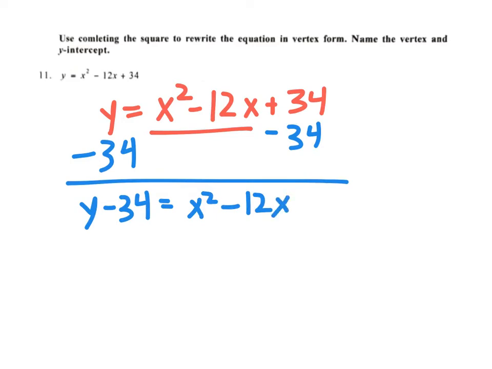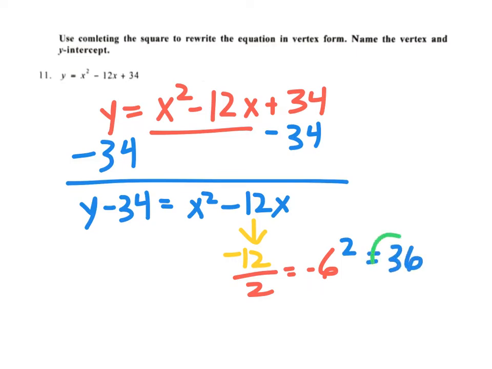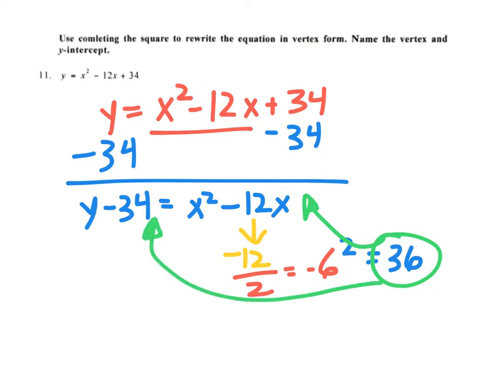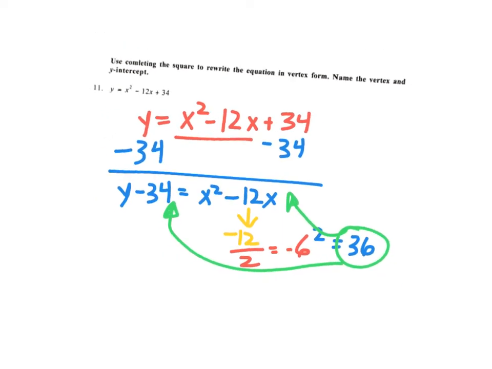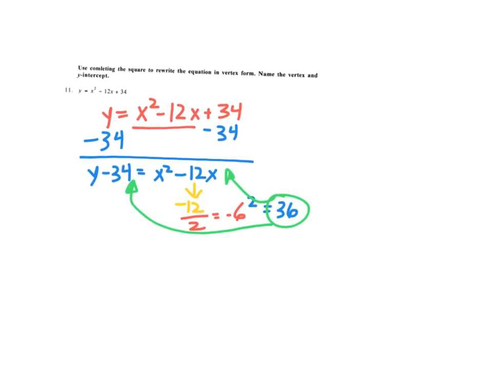Then we're going to do our completing the square process where we bring down the negative 12 and divide it by 2. When I do that, I get negative 6. And then when I square it, I get 36. So remember, we're going to take that 36 and we're going to add it to this side. We're also going to add it to this side over here. I'm going to zoom out so I have a lot more space.